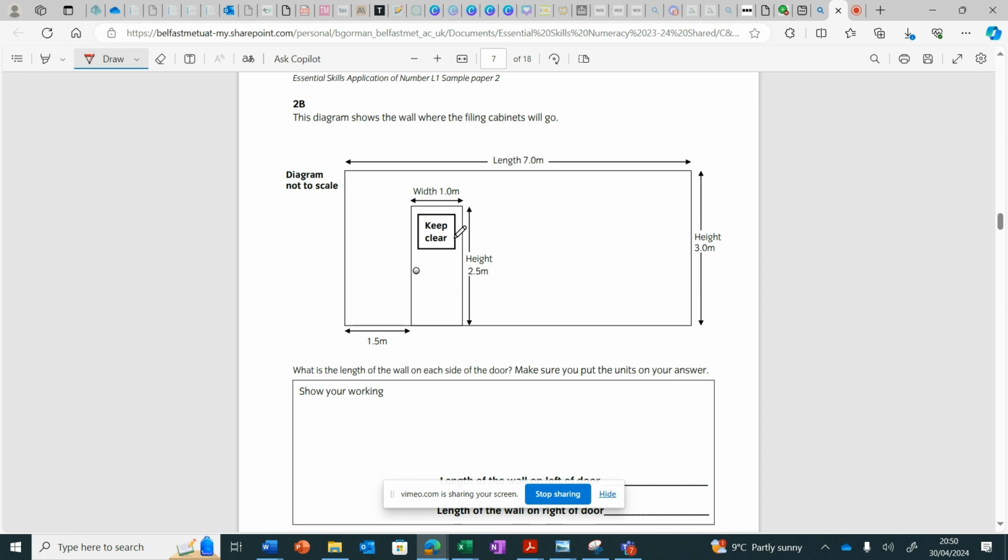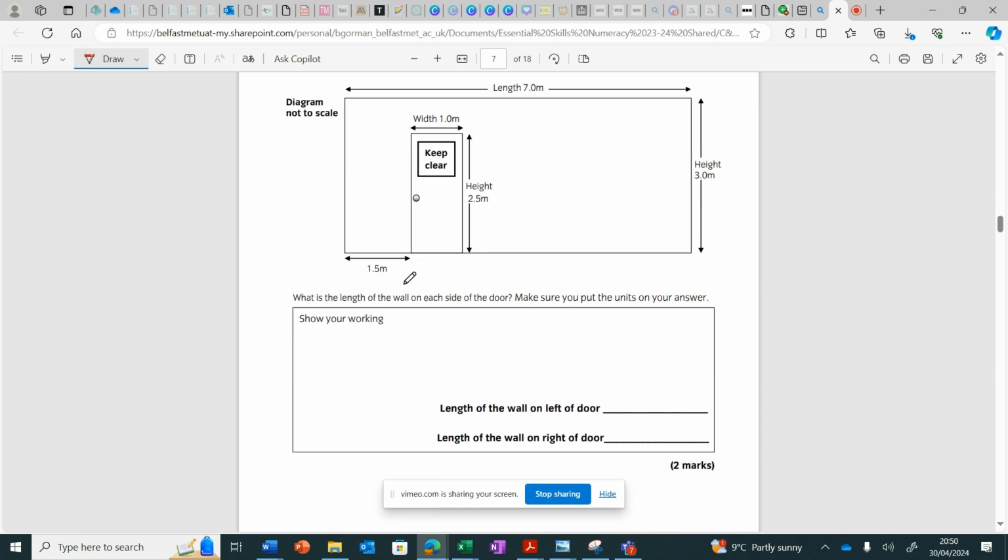The diagram shows where the filing cabinets will go. What's the length on the wall on each side of the door? Well, the length on the wall on the left-hand side was a pretty easy question. That's the left-hand side. And the length of the wall is 1.5. The right-hand side, well, we don't know, but we know from here to here is 1.5. We know here to here is 1. And from here to here, we don't know, but we know the whole thing, the whole way across, is 7. How do we know? It tells me up there. Well, 7 take away 1, take away 1.5, leaves 4.5 meters from here to here.